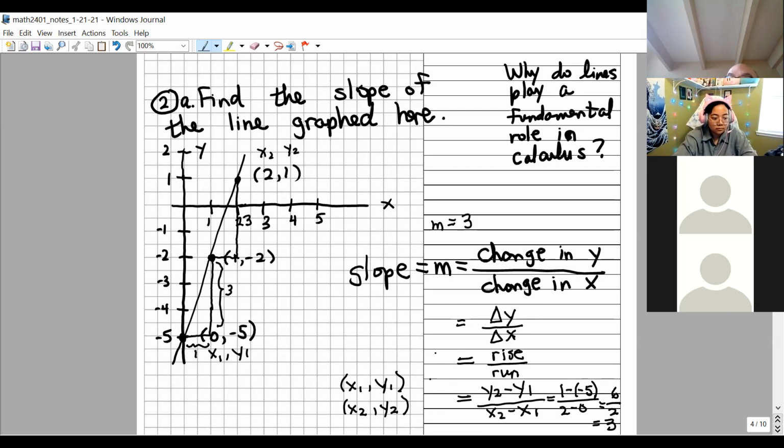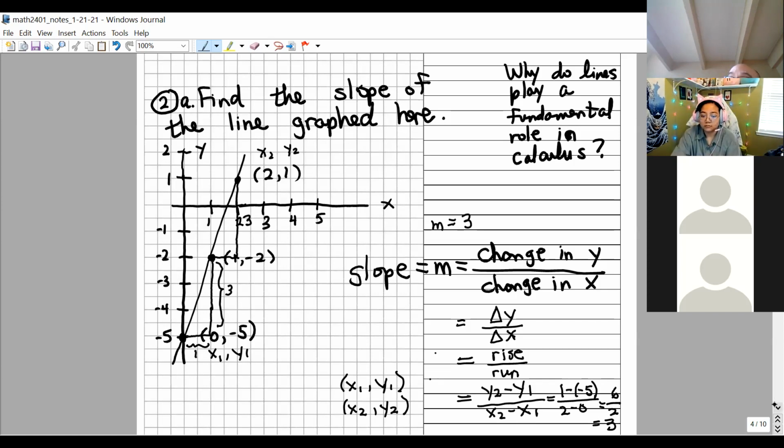So there are many ways of stating the formula for computing the slope of the line. This is the one that you're going to use most frequently, right? If you have two points on the line, take the difference in the y coordinates, take the difference in the x coordinates, take the quotient there, and that will give you the slope of the line. Okay.